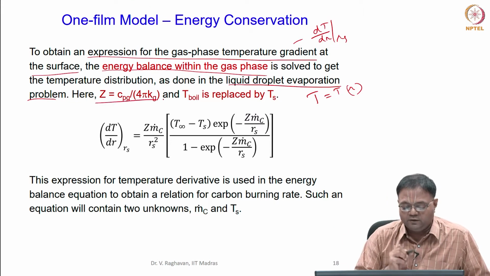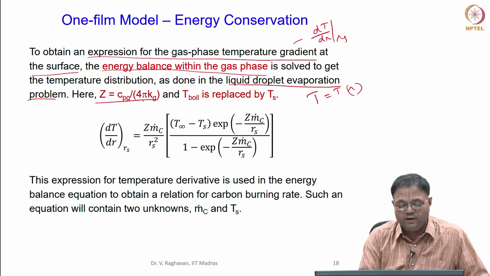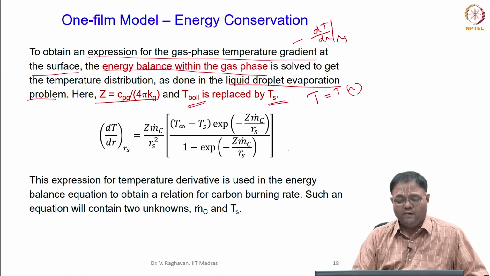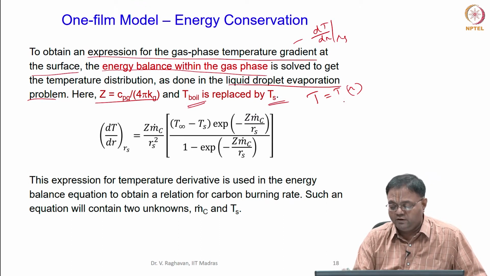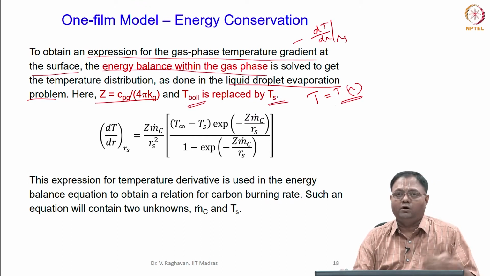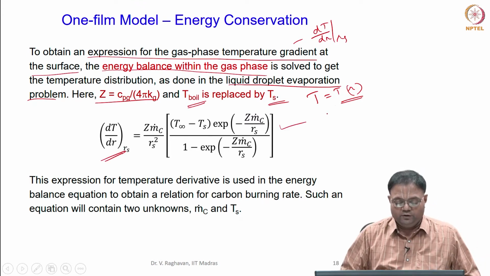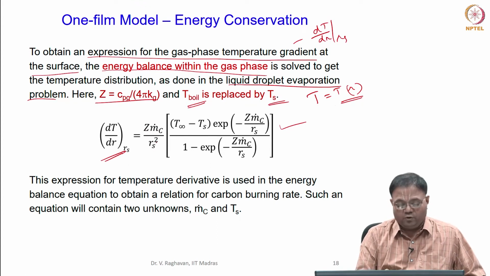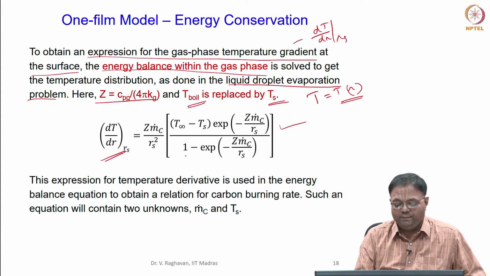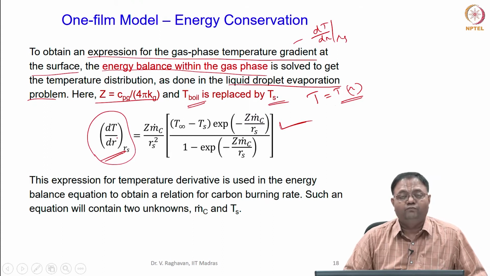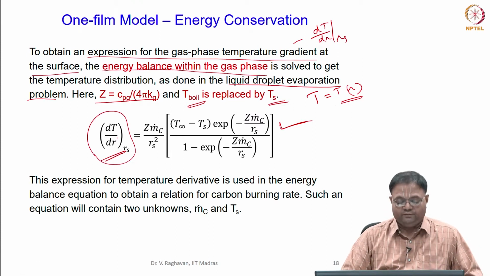So, by taking Z equal to Cpg by 4 pi kg and replacing T boil by T surface here, then we can differentiate the T-r solution which is got earlier, and put R equal to Rs, we get this value. So, Z m dot C by Rs square into T infinity by Ts exponent of minus Z m dot C by Rs divided by 1 minus exponent of minus Z m dot C by Rs. So, this will be the gradient of temperature at the particle surface.